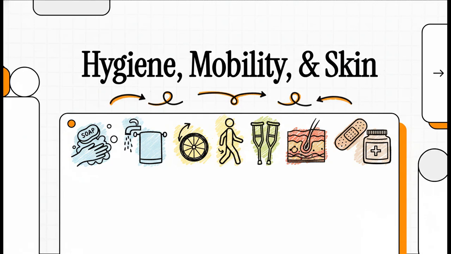All right, today we're tackling three things that are at the very heart of patient care: hygiene, mobility, and skin integrity. Now, it's really easy to look at these as just three separate boxes you have to check off. But here's the secret: for your exams and for real world nursing, they're not separate at all. They're a tightly connected system. So let's jump in and see how they all work together and what happens when that system starts to fail.